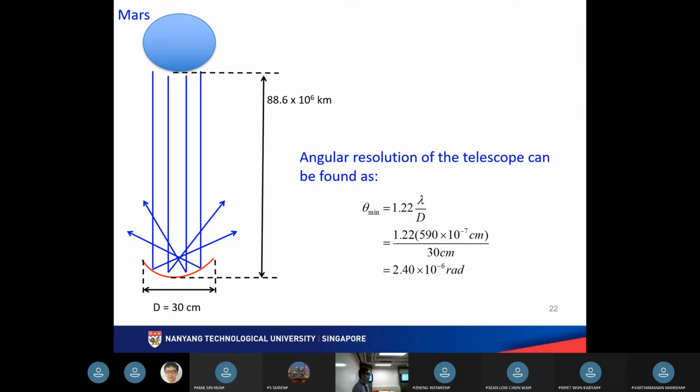Because lambda and d will also be given to you. So for this question, because lambda and d is given, you directly substitute into the equation, and you can get what the angular resolution is: 2.4 times 10 to the minus 6.